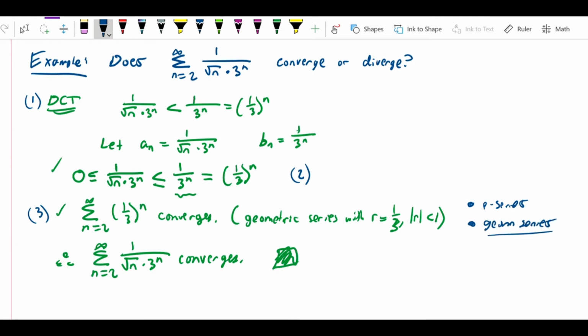And that's one of the nice things about having p-series and geometric series that have very nice rules about convergence and divergence, is that you can make a very quick conclusion about whether that series converges or diverges.